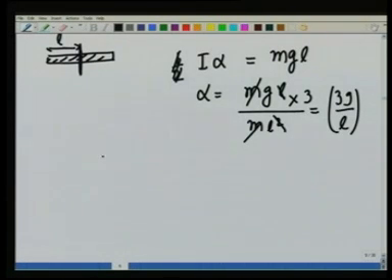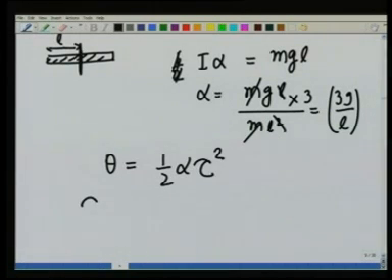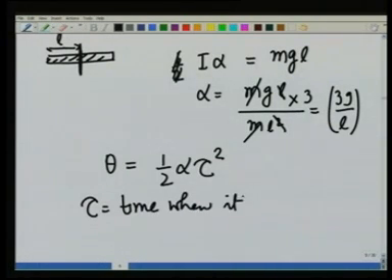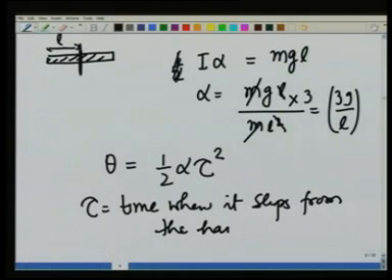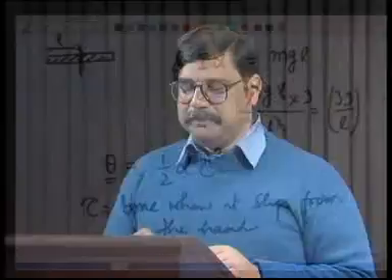It covers an angle theta, which will be equal to 1/2 alpha tau square, where let me write tau as the time when it slips from the hand. So theta is roughly alpha tau square. What should be the value of theta?